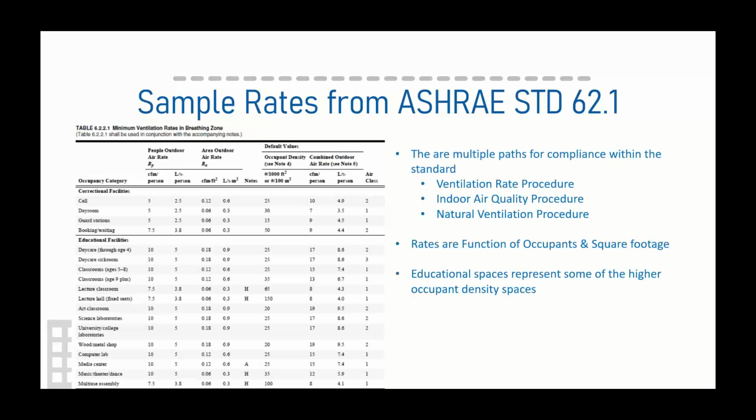So looking specifically at some sample rates for educational spaces, there really are three paths for compliance with the standard: the ventilation rate procedure, the indoor air quality procedure, and the natural ventilation rate procedure. The one that's most commonly used in the marketplace is the ventilation rate procedure, which is a function of the number of occupants and square footage. What's unique to educational spaces is if you go through the standard, they represent some of the higher occupant density spaces, meaning educational spaces traditionally have higher ventilation rates associated with them, which is why they're a pretty good fit for energy recovery technology.